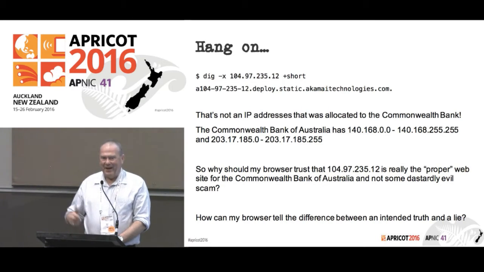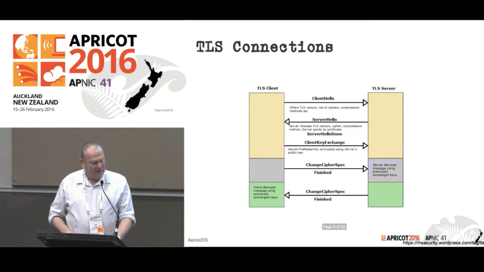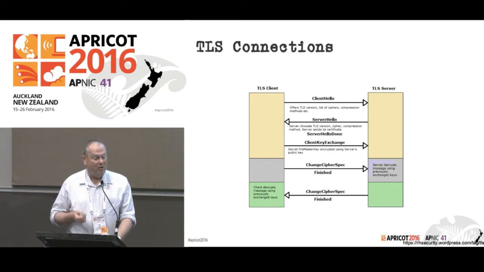But okay, let's just follow the fiction here. I think I'm going to the Commonwealth Bank, but in actual fact I'm going to Akamai. So why should I continue to put in my username and password? Why should I give Akamai all my secrets? Because that's the question. So I was connecting to port 443, so some magic happened. And this is where this whole issue of certificates comes in.